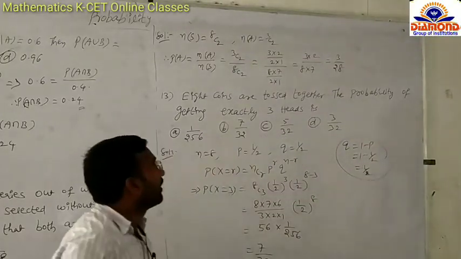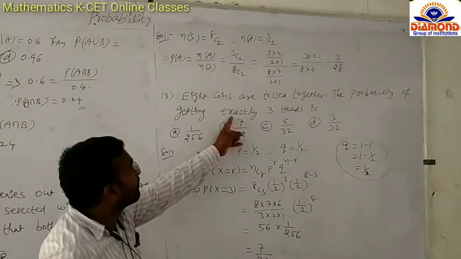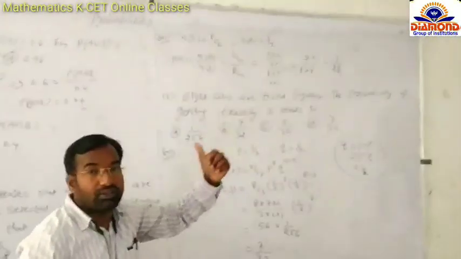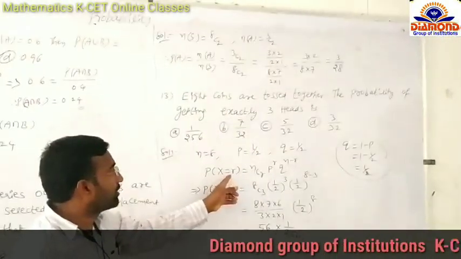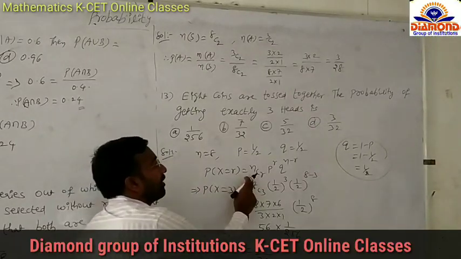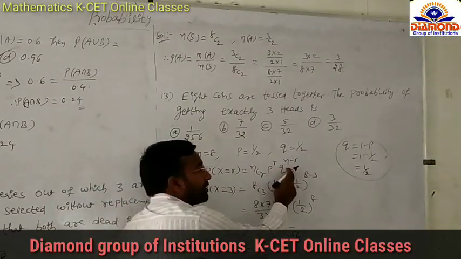So next, here finding what? The probability of getting exactly 3x. So P of x equal to 3, find out. According to binomial distribution, we have the formula P of x equal to r equals nCr p power r q power n minus r.